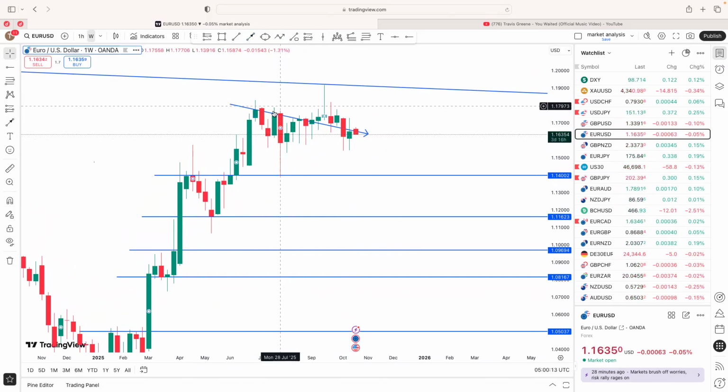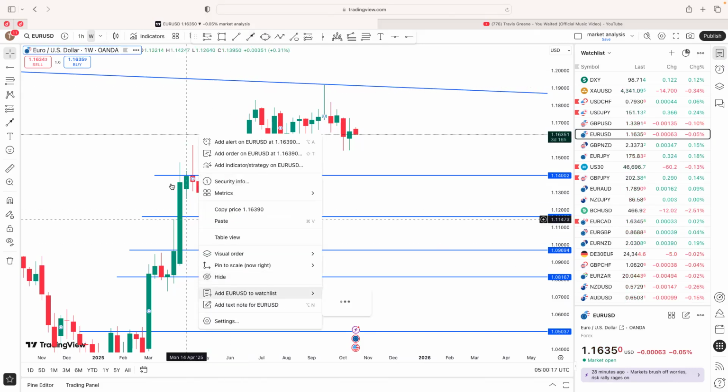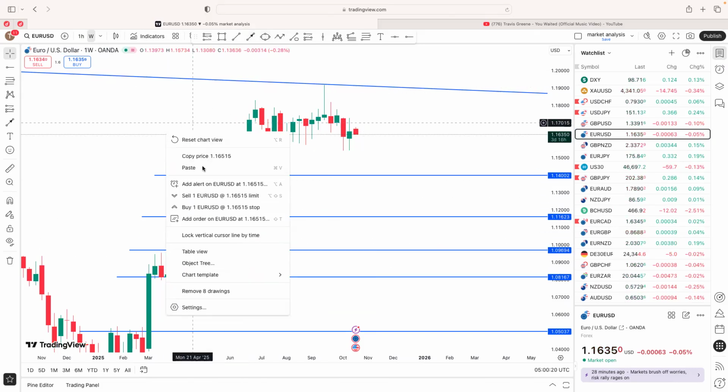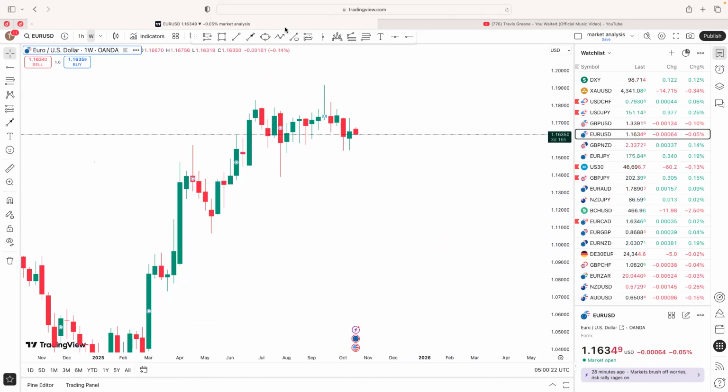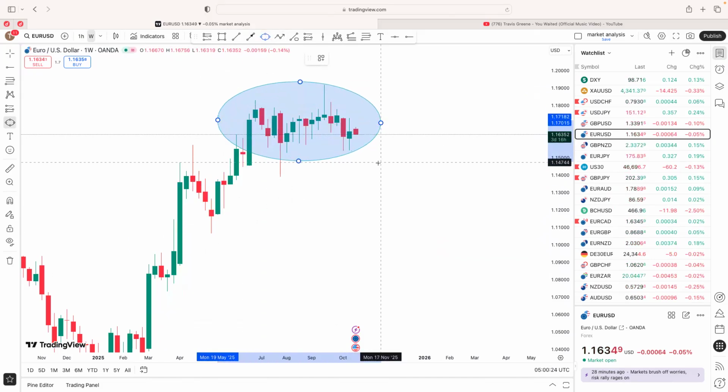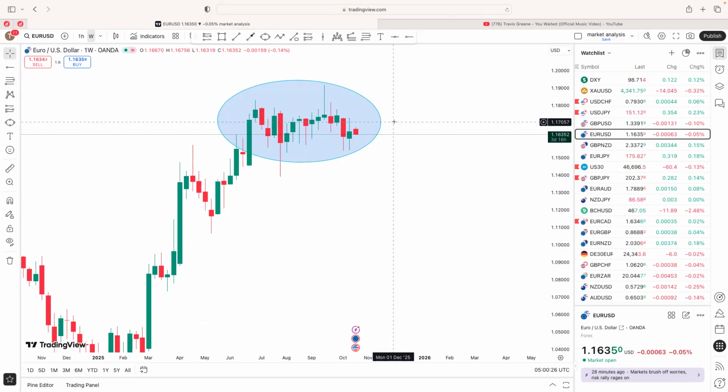At the same time, you can still call this an accumulation. This is what we call what? We call this a consolidation. At the same time, you can call this choppy market, because there isn't much direction.